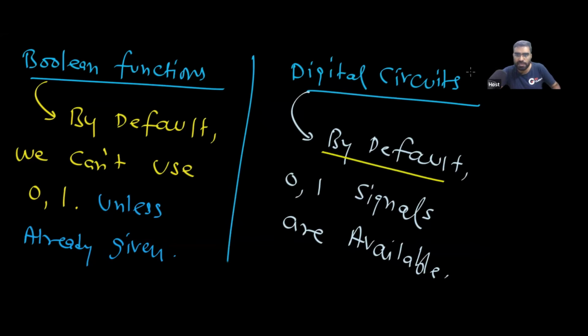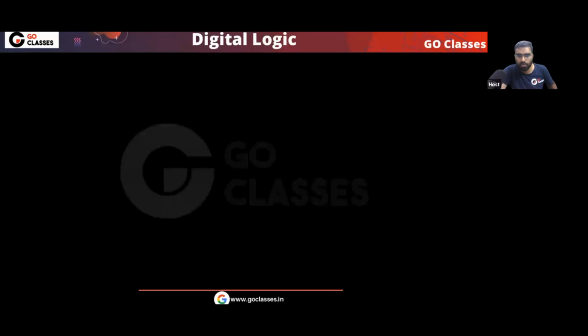But in digital circuits, like your gate, multiplexer, decoder, encoder, all these things, by default these signals you can use. Is this clear? Please tell me. Let me know.